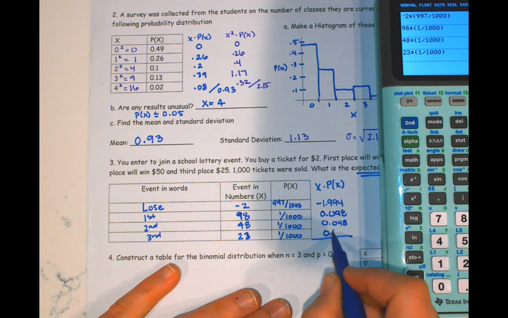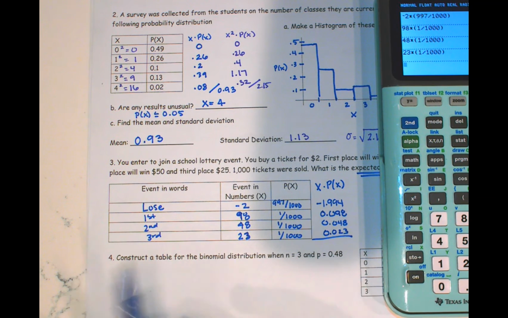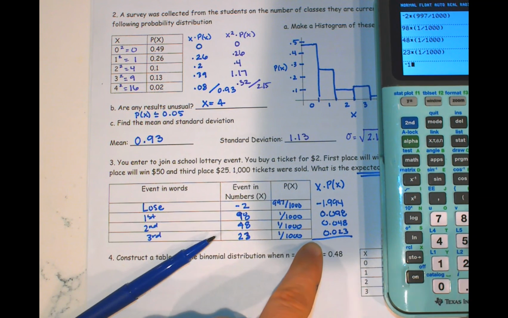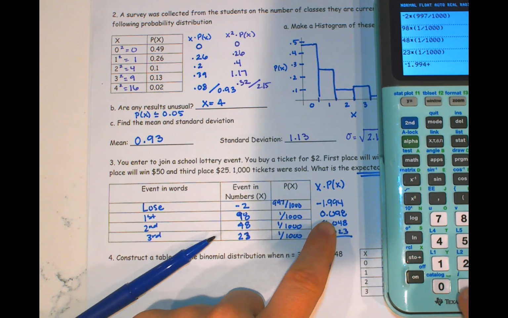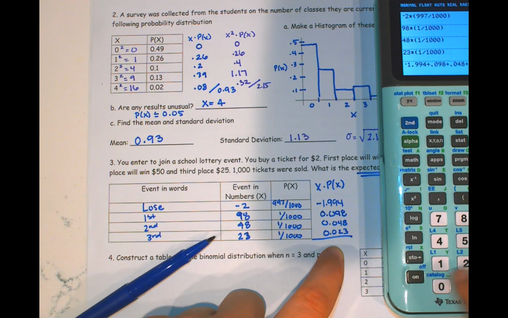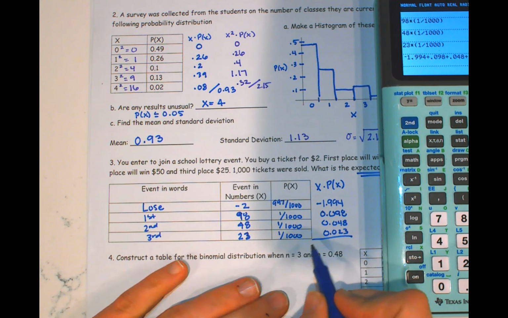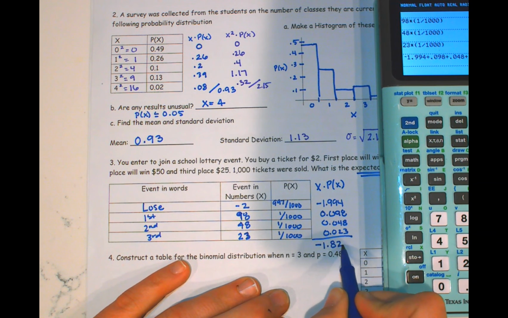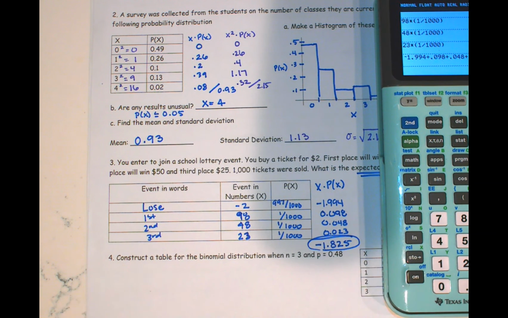So now, remember, expected values just mean, so I'm going to add all of these up to find my expected value. And I end up with negative 1.825. So this game is not fair, right? We're expected to lose way more often than when we win.